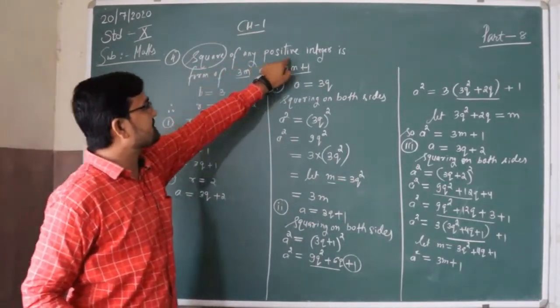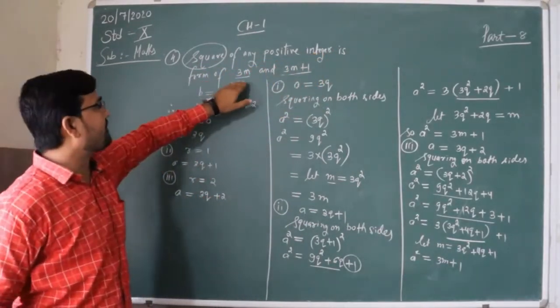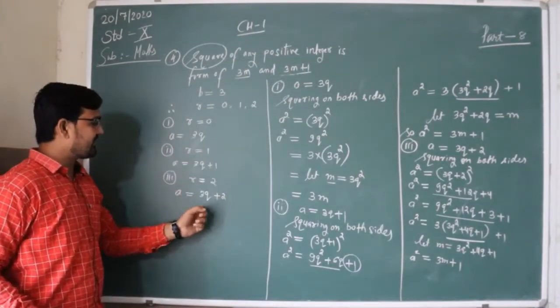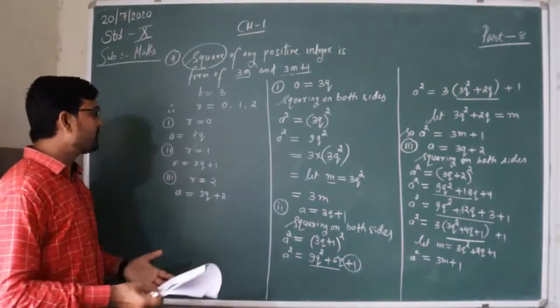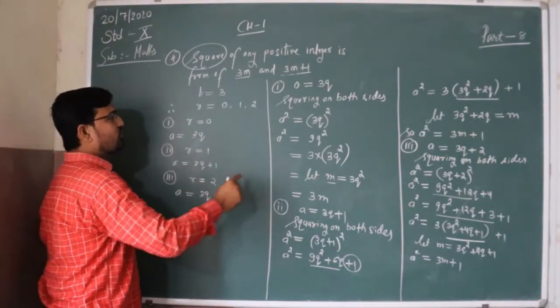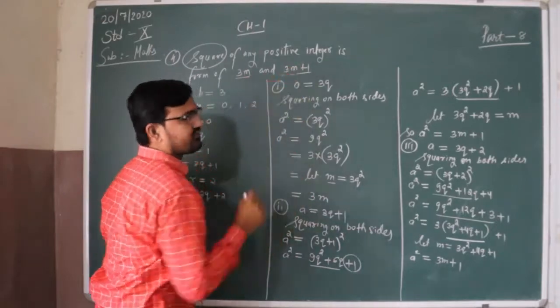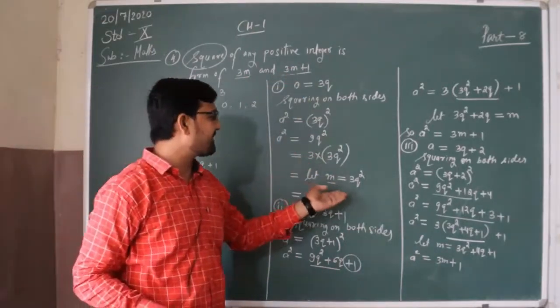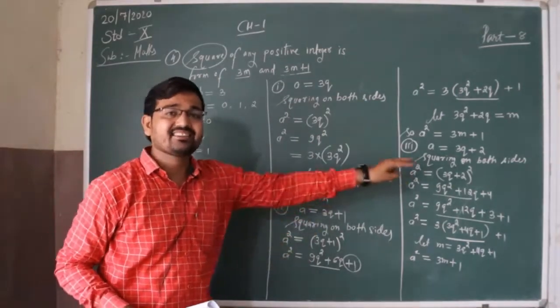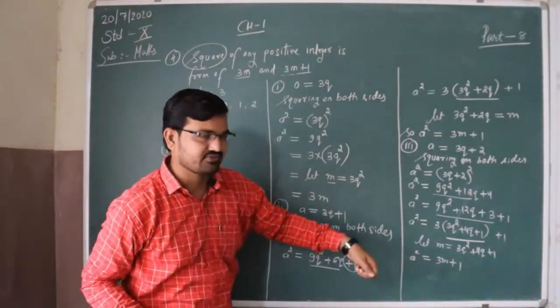So what was the question? Square of any positive integer is of the form 3m or 3m plus 1. So we got 3 terms: 3q, 3q plus 1 and 3q plus 2. What we need to do is convert 3q, 3q plus 1, 3q plus 2 either into the form of 3m or into the form of 3m plus 1. So the first one we converted into 3m form, and the second and third we converted into 3m plus 1 form.